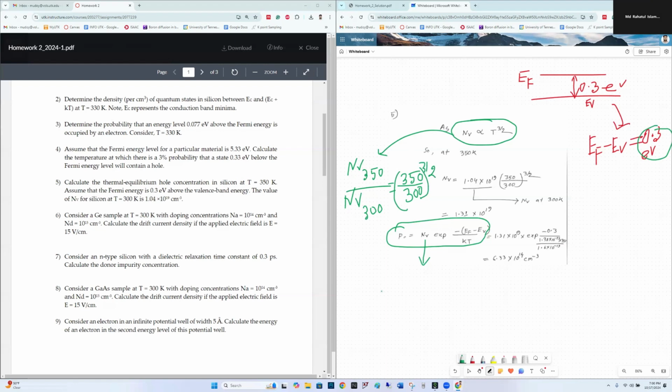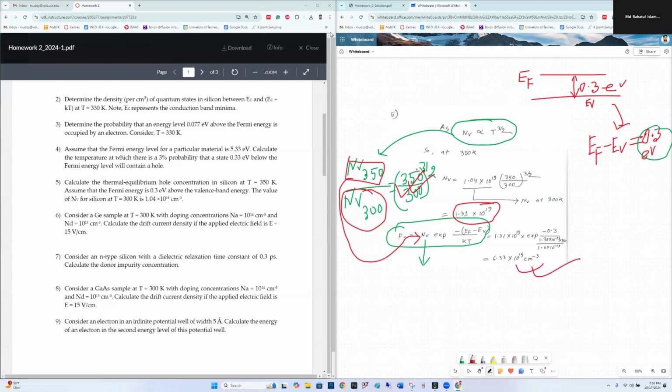And these are numbers we can easily calculate. NV at 300 is already given, which is 1.04 times 10 to the power 19 per centimeter cube. From this, we can calculate the NV at 350, which we will require to plug into this equation. If you calculate NV at 350, you will get this number, and just put it into this equation, and you will get the p naught value. Okay, so that's problem number 5.